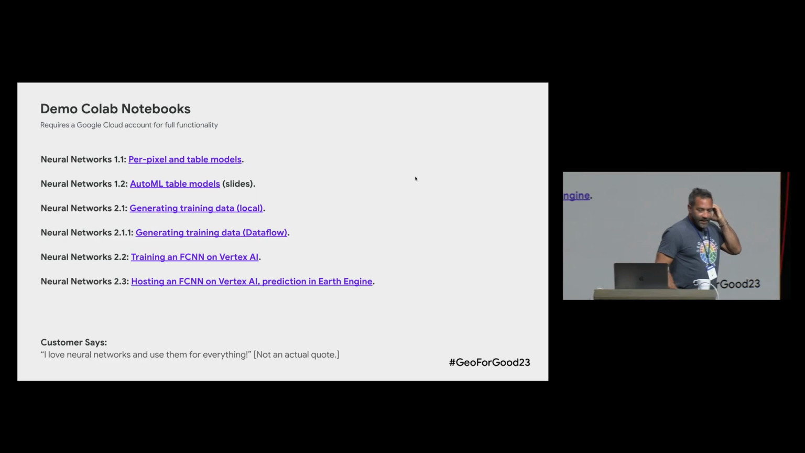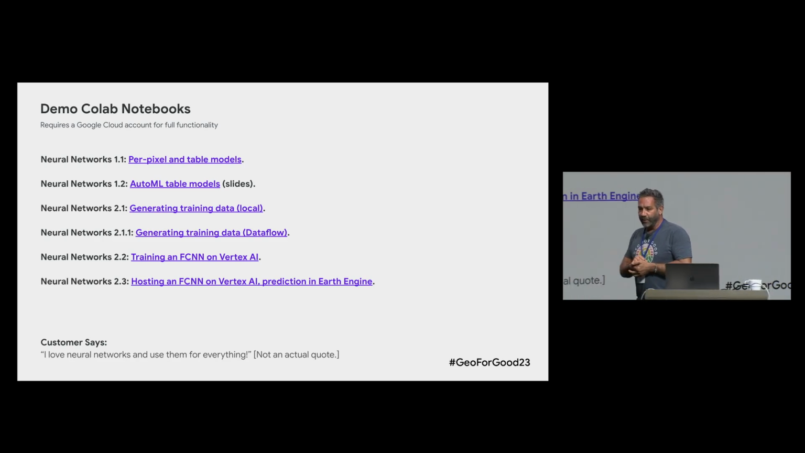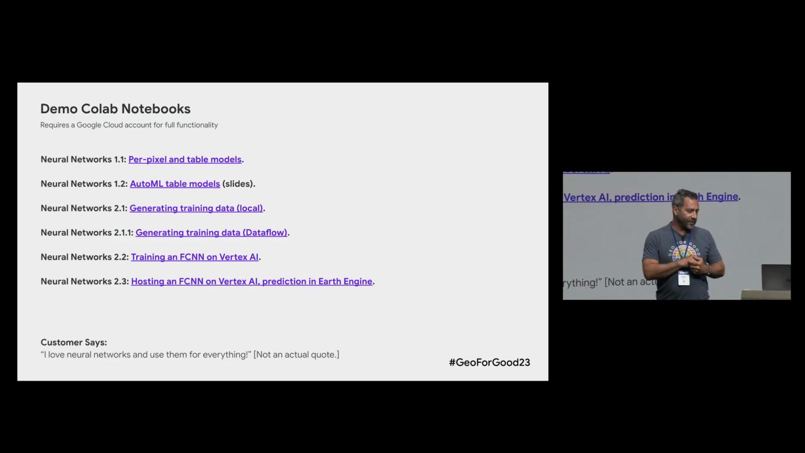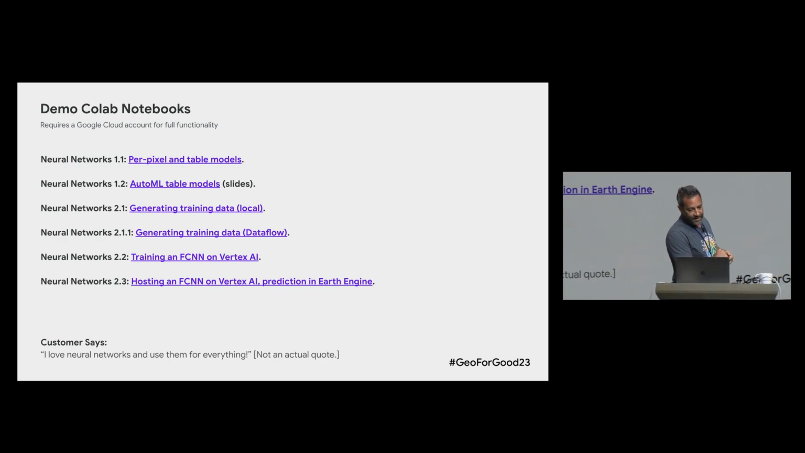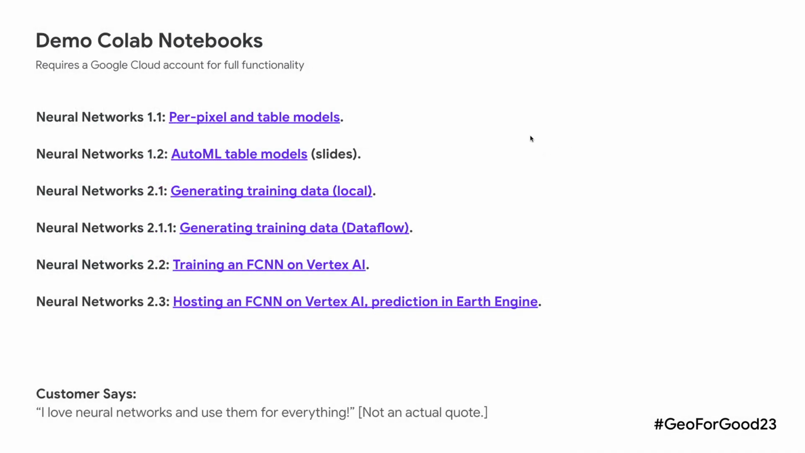All right. As I said, we're going to be going through some demo notebooks. This is the list of all the notebooks. In the first session, this morning session, we're going to be covering these first two examples here. The first one is a notebook. The second one is just a link to a later slide in the deck, because for the AutoML stuff, I want to show you some GUI-driven model development.